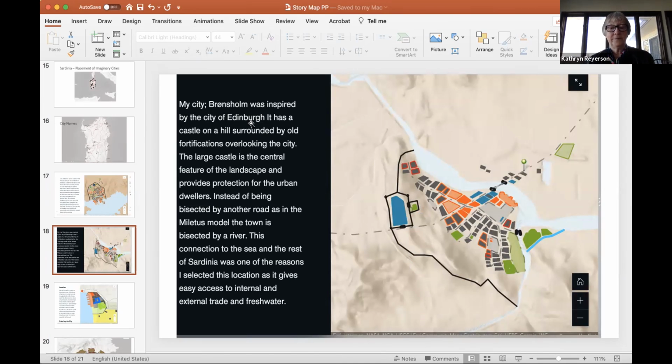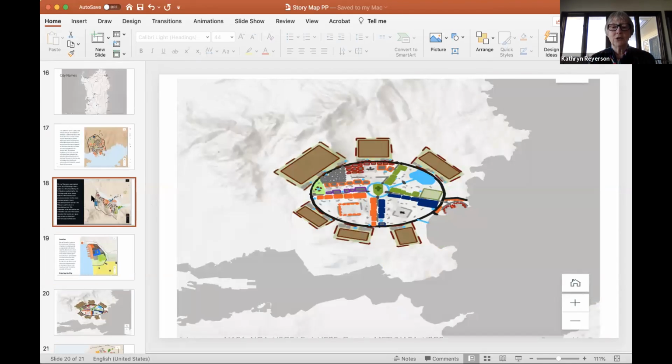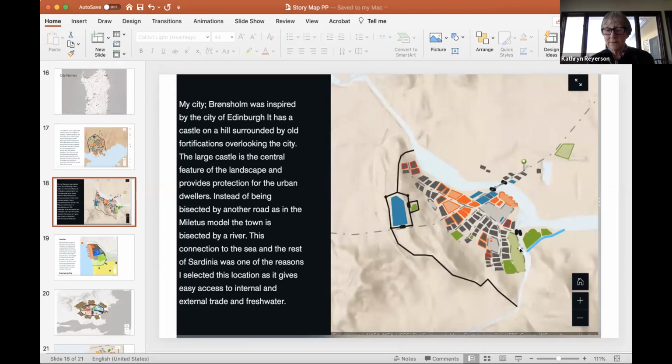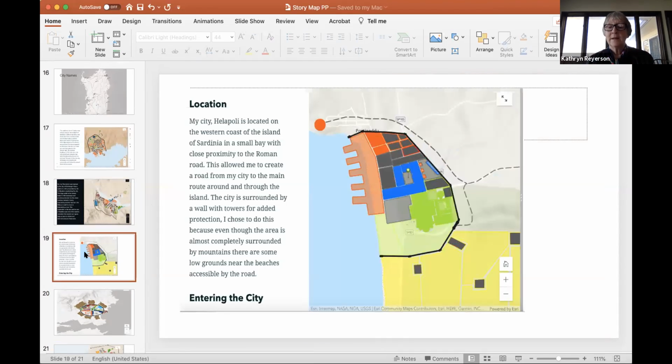Here is a good justification. Bronzone was inspired by the city of Edinburgh. It has a castle on a hill surrounded by old fortifications overlooking the city. Students get into considerable detail discussing the nature of their creation, shall we say. Sometimes we get a little balder kind of creation of a city and maybe less refinement.